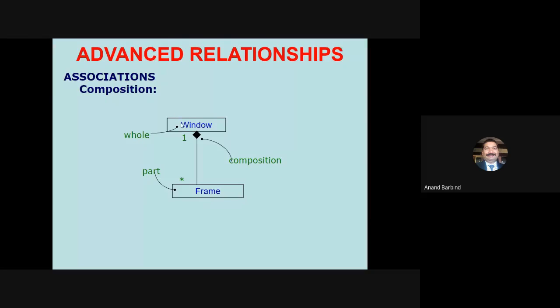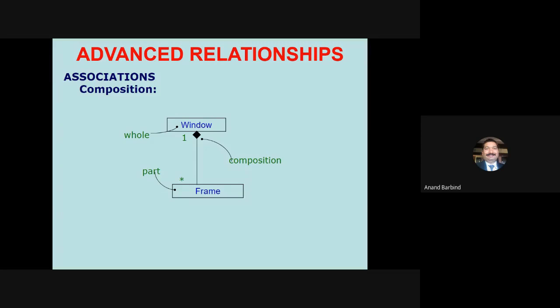It is so strong that the lifetime of the whole and the part match with each other. That means they coincide: creation of the window object and creation of the frame object, and destruction of the window object and destruction of the frame object. For example, in a classroom, the desk or chairs or tables are not permanently part of that classroom, because they can be moved to some other classroom. But there are certain things which are part and parcel of the classroom, which you cannot move, for example the walls, the ceiling, and the floor of the classroom.